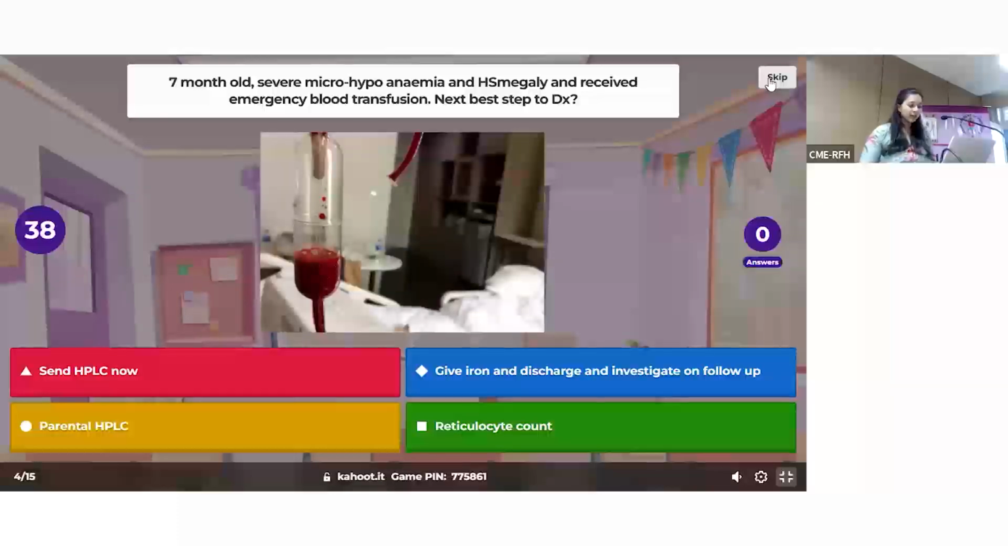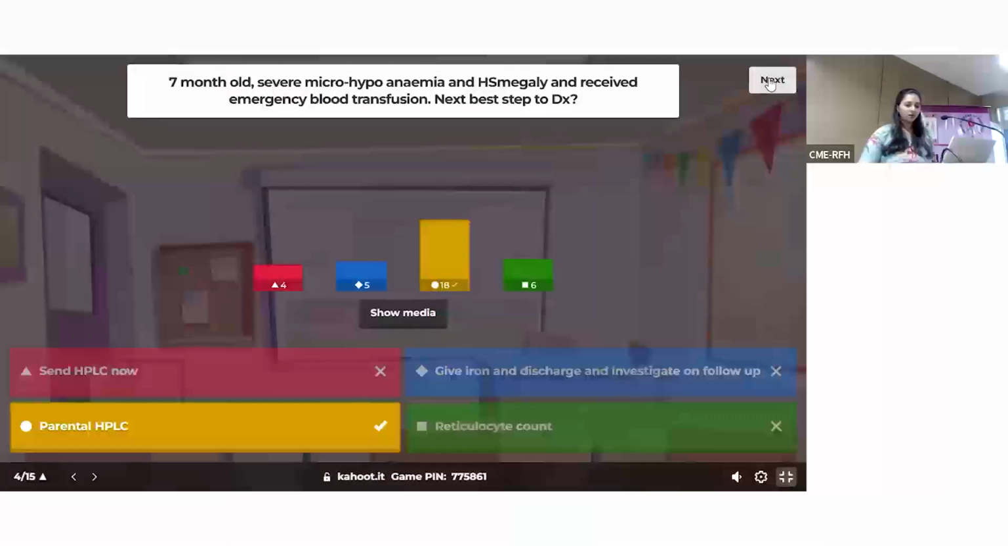Is it to send an HPLC immediately? Is it to give iron and discharge and investigate on follow-up? To send parental HPLC or to do a reticulocyte count? Okay, we have 31 answers. You have 10 seconds to go. Right. Correct. So most of you all have got it right. Parental HPLC would be the next obvious best step to diagnose these patients.